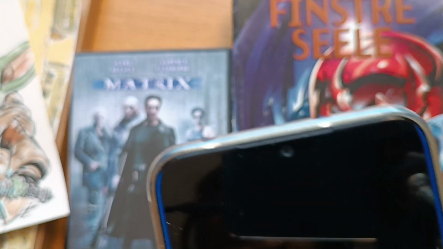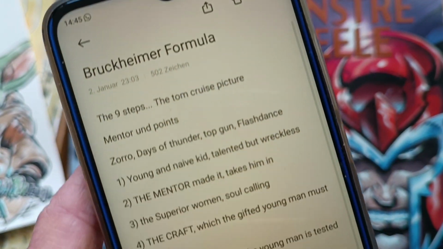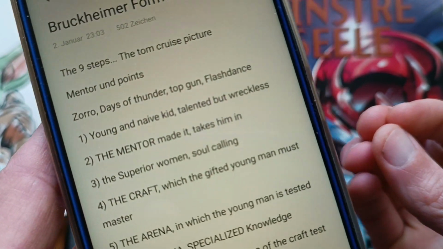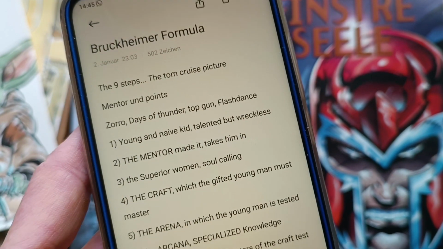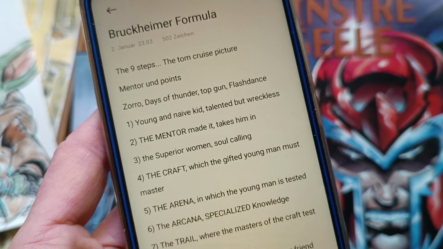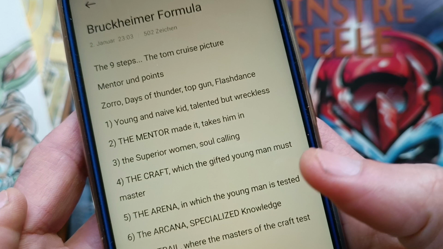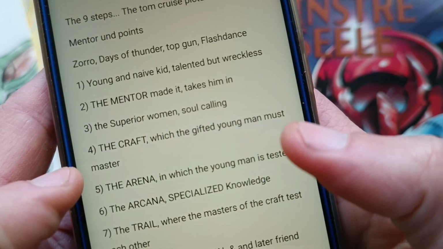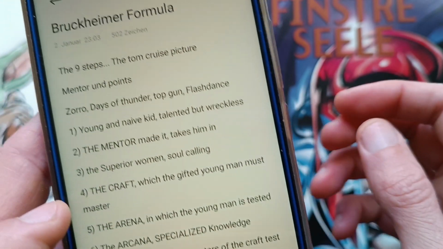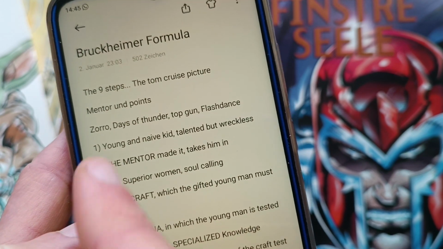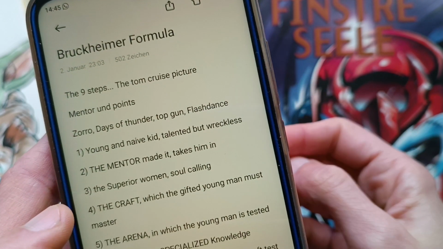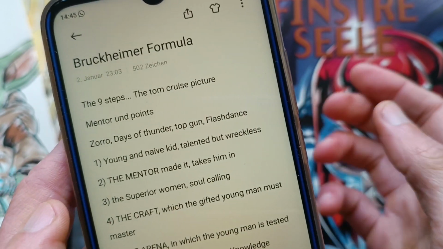So let's see. You're seeing all the elements that you need, and I think I might apply this to my Operation Ubermensch or to Commando Werewolf. Then there's the craft, which the gifted young man must master, and in Zorro, it's the fighting, the horse riding, but also being a gentleman.